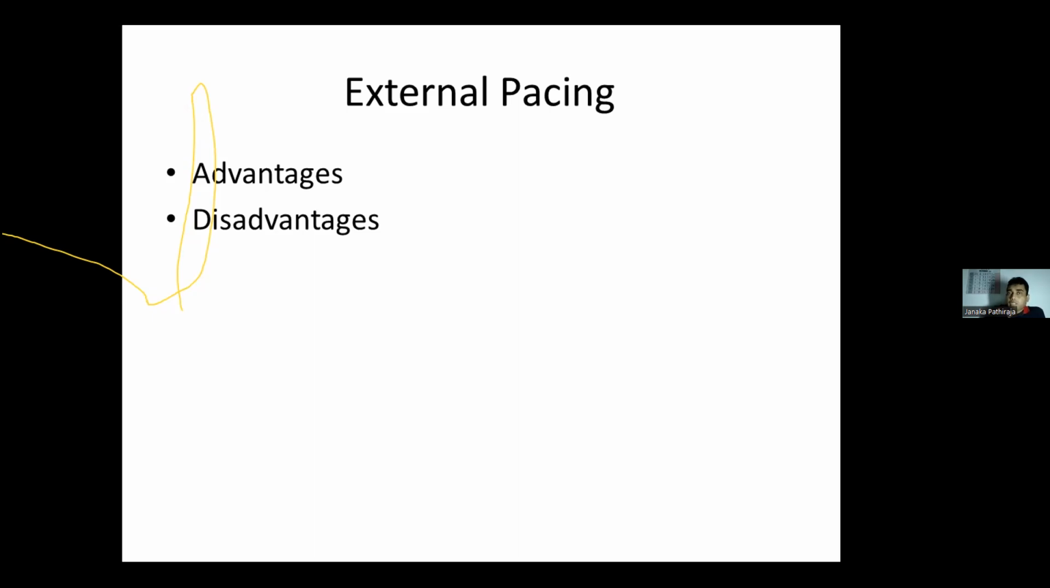We don't have to do anything invasively. We just need to place the defib pads, right? Then the technique is easy. We don't need very in-depth knowledge or a lot of experience, because if you know how to put that on, you can use it. This is not difficult, right? So those are the advantages. What are the disadvantages?